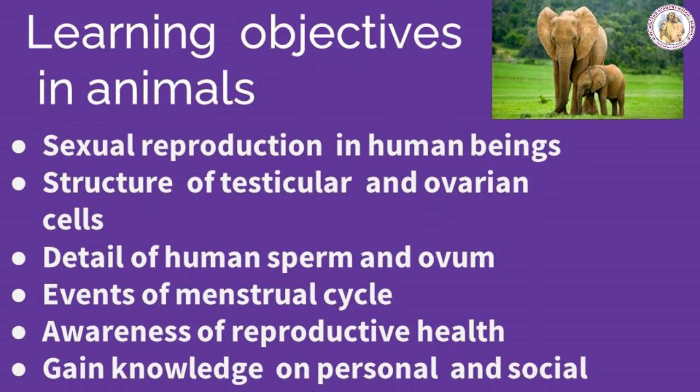Learning objectives in animals. At the end of the lesson, you will be able to understand sexual reproduction in human beings, the structure of testicular and ovarian cells, structural details of human sperm and ovum, the events of the menstrual cycle and fertilization, gaining awareness of reproductive health and strategies, and gaining knowledge of personal and social hygiene.